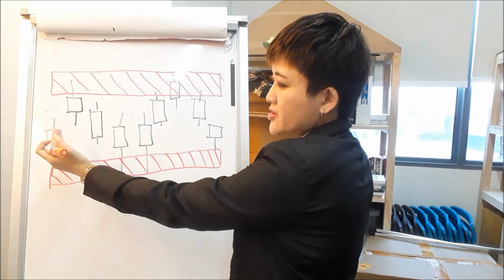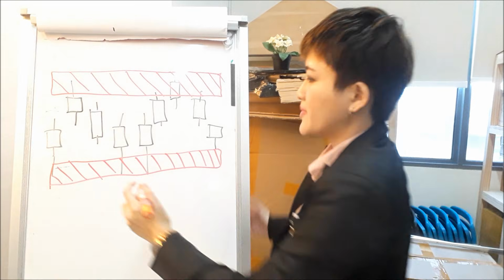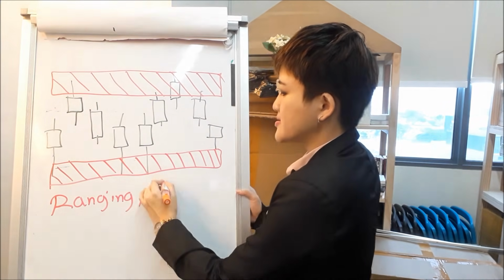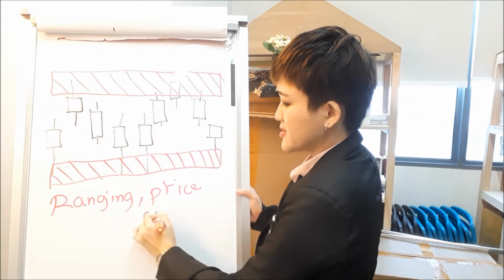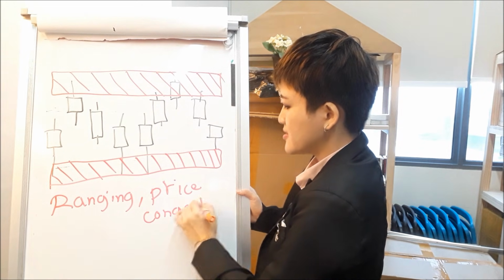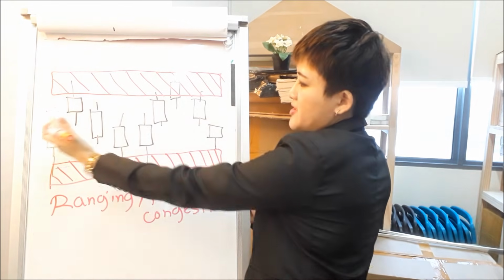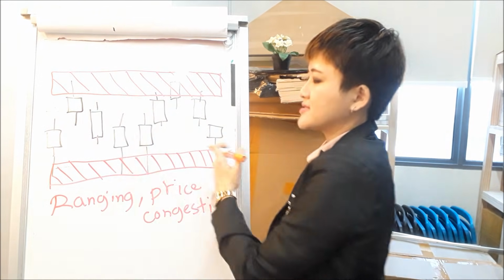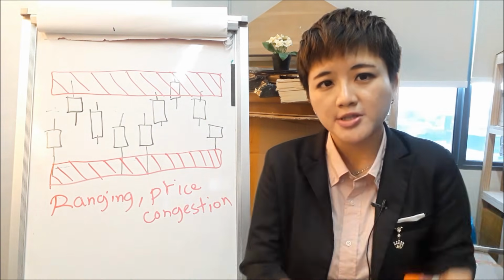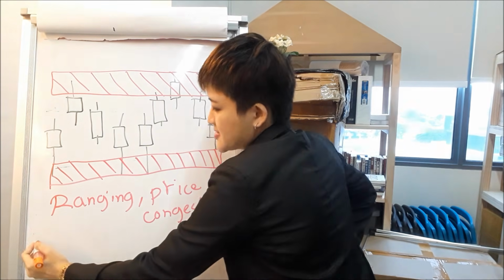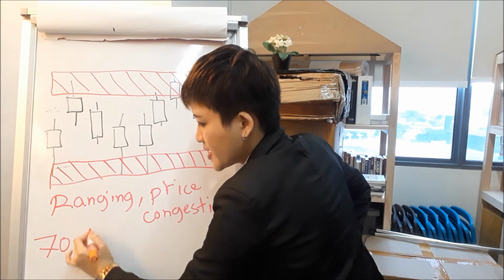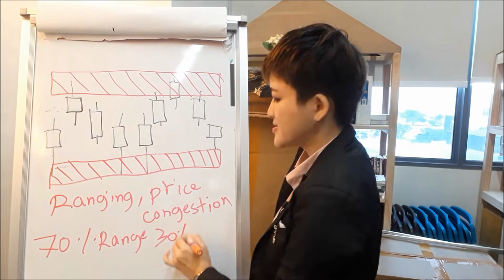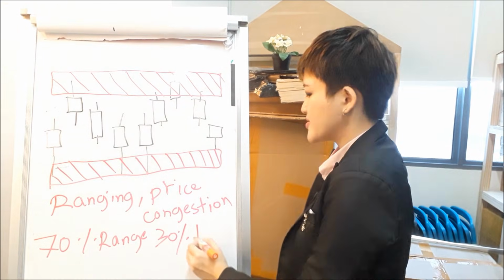Because a lot of times you use it in a ranging market. Or some people call it price congestion or consolidation market. This means that the price just moves sideways, it's not trending. It bounces off support resistance again and again. And also very important to understand that markets generally range about 70% of the time. And then only trends 30% of the time.